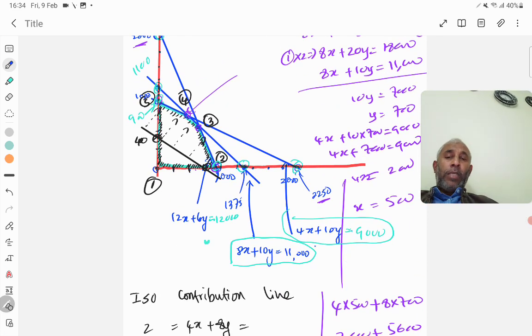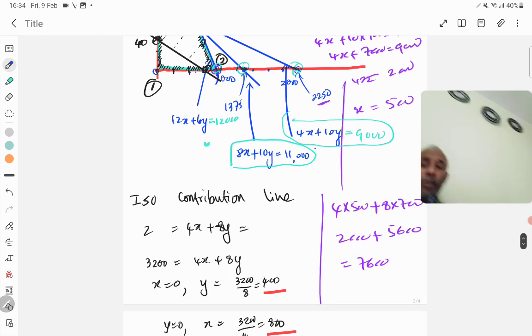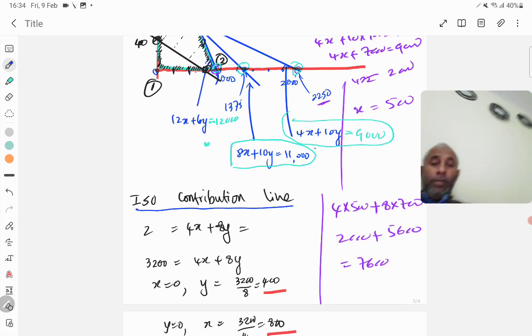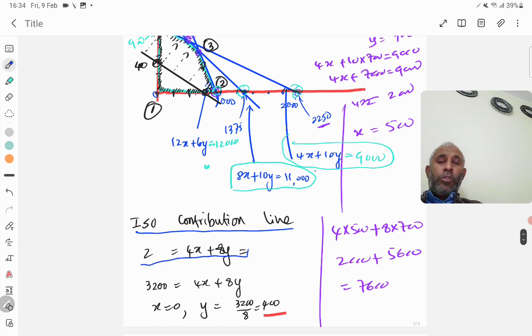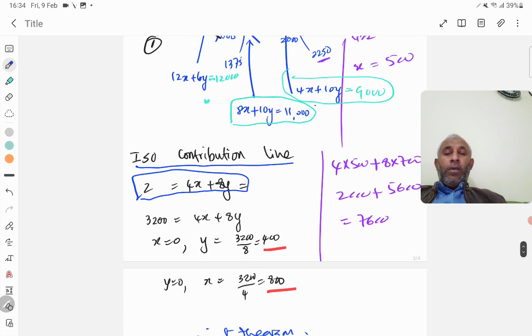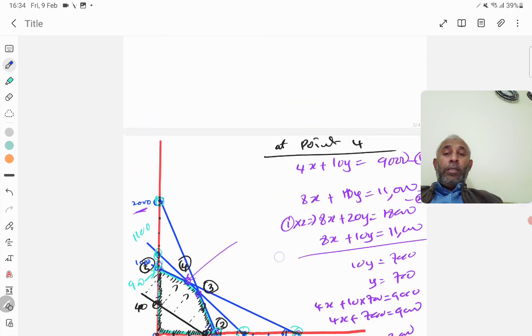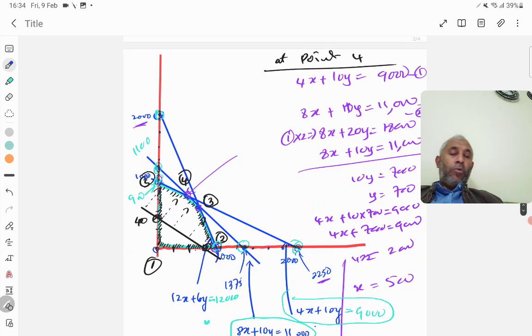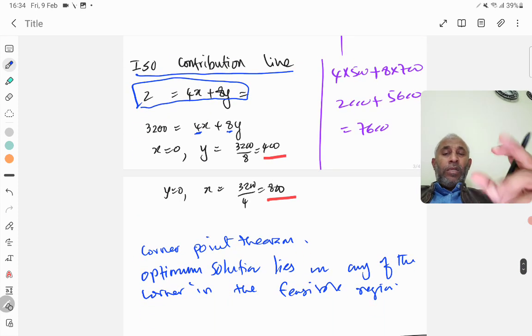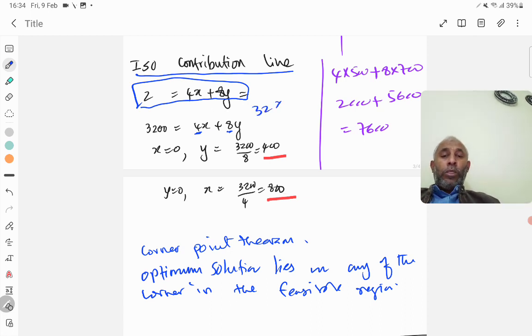We can't spend time checking out everything. So in order to do that, we have something called the iso-contribution line. What you do is you use your objective function z is equal to 4x plus 8y, and then we come up with a hypothetical number. How do you do that? You take the product of the two coefficients, 4 into 8, 32. Here the readings are normally 2000 and 2250, so just figure it out in the thousands. So multiply that by 100. So 32 into 100, I got 3200 here.